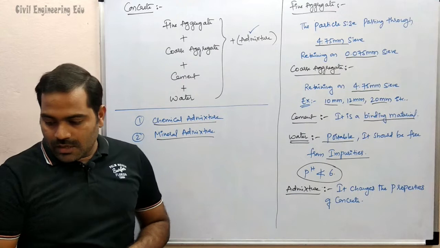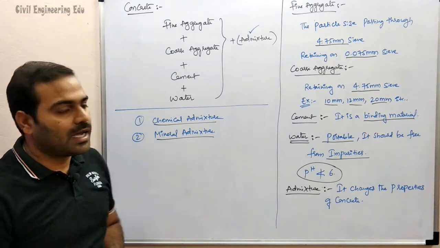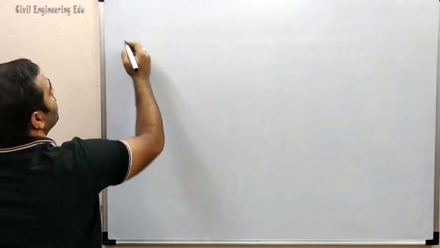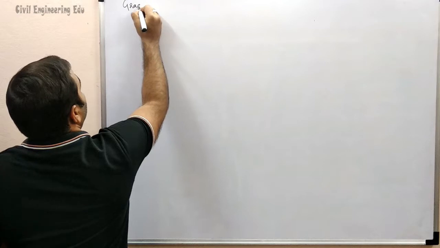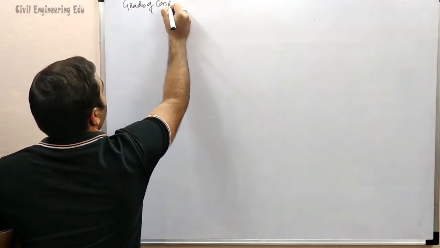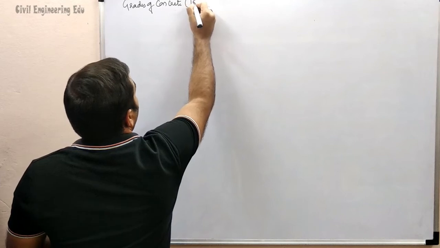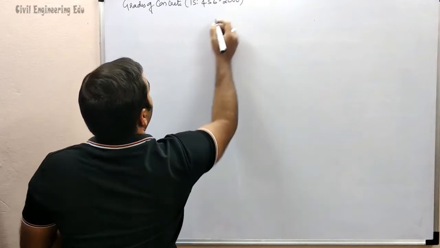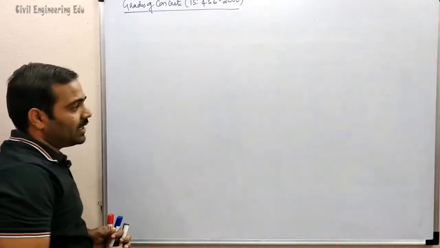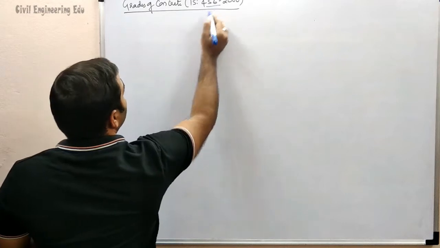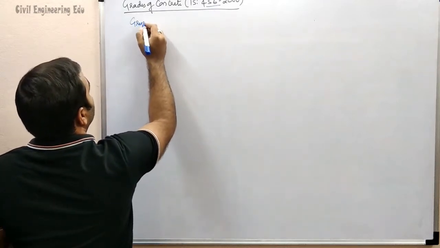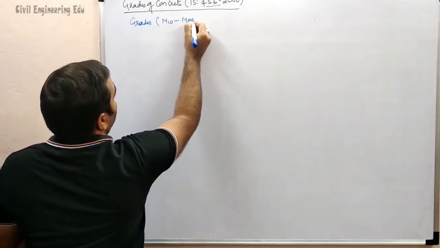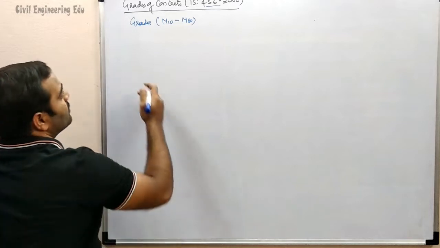Now let us see what are the grades of concrete as per IS code. Now coming to the grades of concrete as per IS 456-2000. So what are the grades? According to IS 456-2000, grades are from M10 to M80. So let us see what are they.